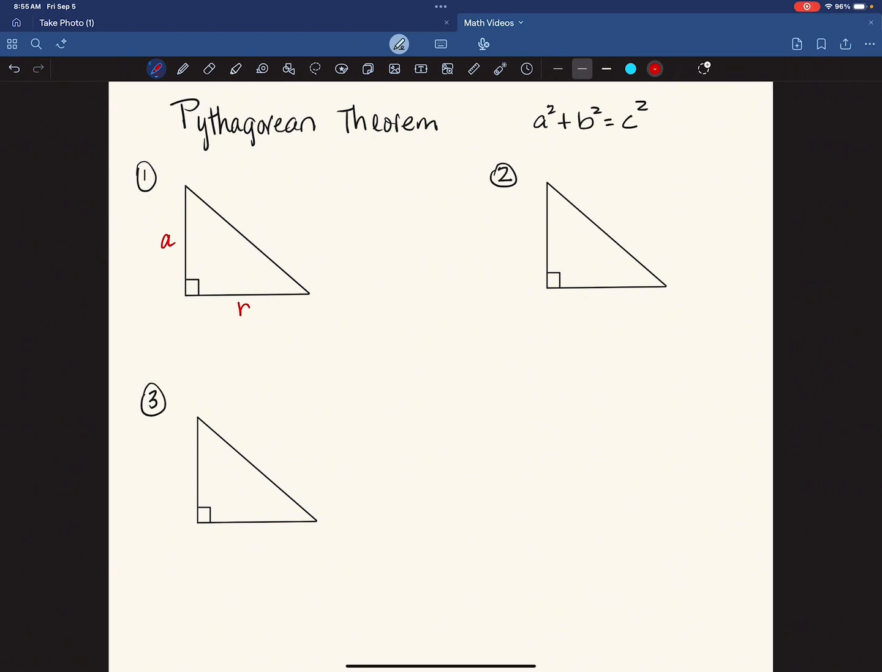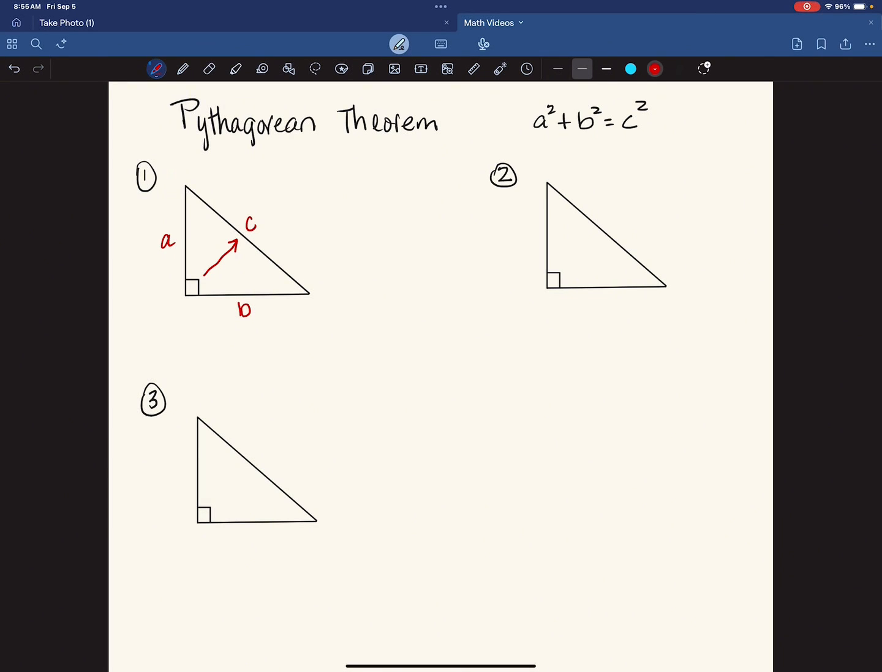The first thing you notice is there are three sides to this triangle, okay? A and B are considered legs, where C is considered the hypotenuse. Now, here's the thing. The hypotenuse, the reason we know it's called the hypotenuse is it's always across from that right angle, okay? It's always the longest side to that triangle as well. So we always recognize the hypotenuse to the triangle as being across from that right angle.